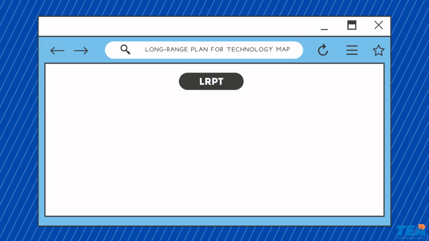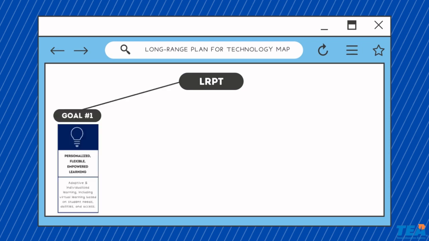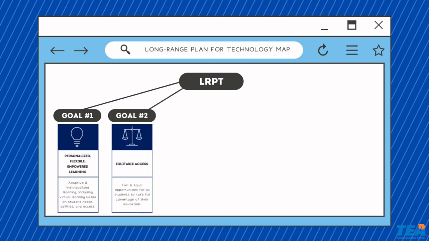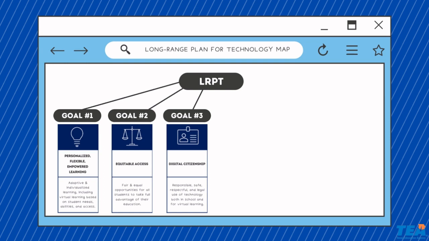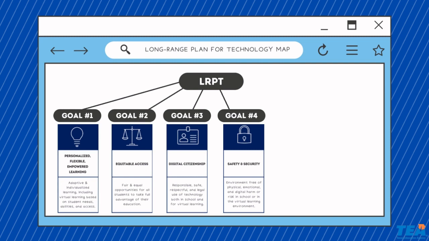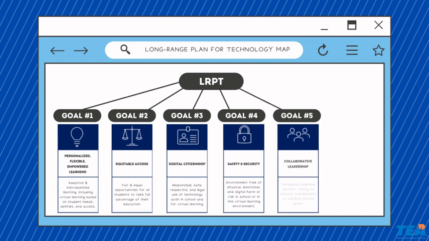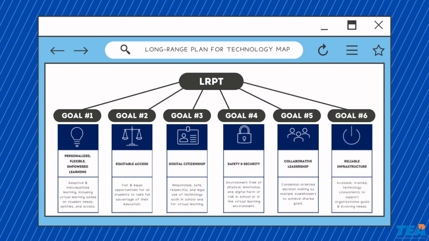Now, let's look at the LRPT structure as a whole. Remember, the LRPT is first broken down into 6 strategic goals, incorporating statewide trends in technology. Goal number 1, personalized, flexible, empowered learning. Goal number 2, equitable access. Goal number 3, digital citizenship. Goal number 4, safety and security. Goal number 5, collaborative leadership. Goal number 6, reliable infrastructure.